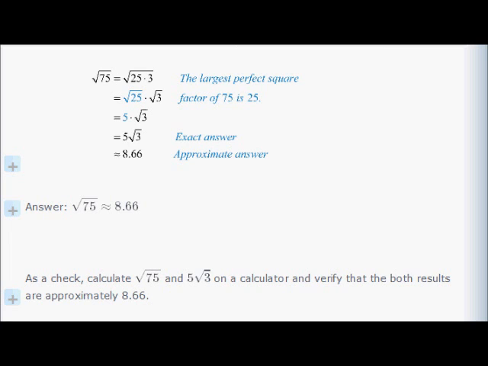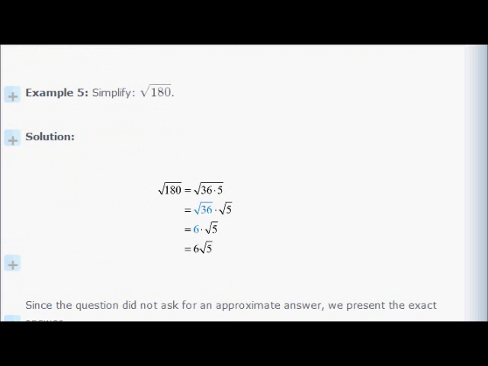As a check, calculate root 75 and 5 root 3 on a calculator and verify that both results are approximately 8.66. Well, both of those results will be exactly the same, and they won't be exactly equal to 8.66, but they will be approximately equal to that.